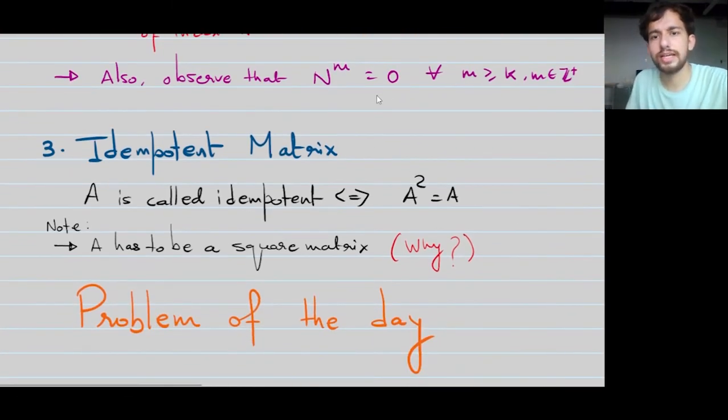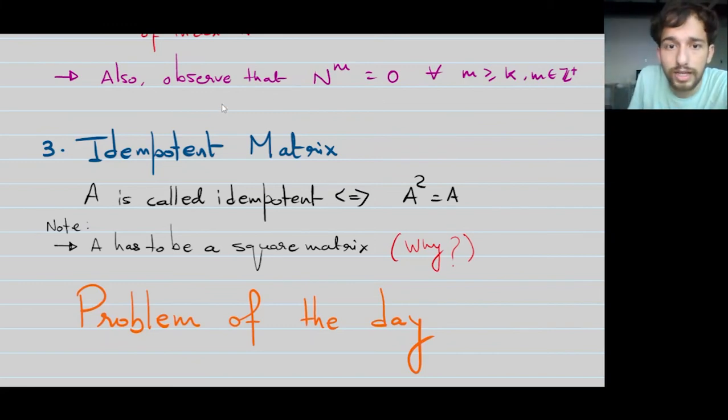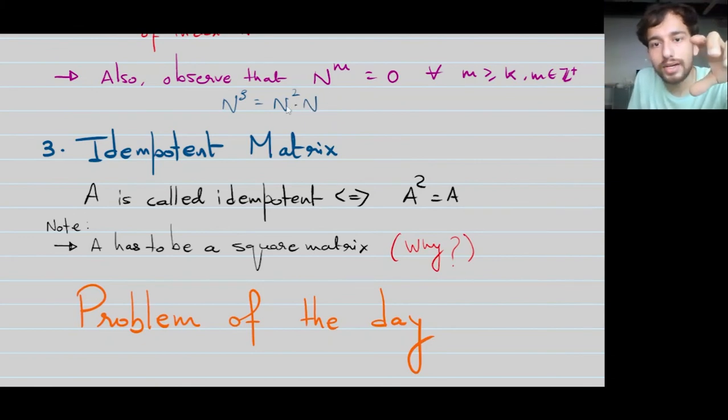And there is an observation: if you raise the power of N beyond that stage, suppose your k is 2, that is N squared equals 0, then all the successive powers will be 0. N cube will be 0, and N to the 4 will be 0. Why? Because N cube is nothing but N squared times N. But you know that N squared is 0, so all these successive products will become 0. We can use associativity there.